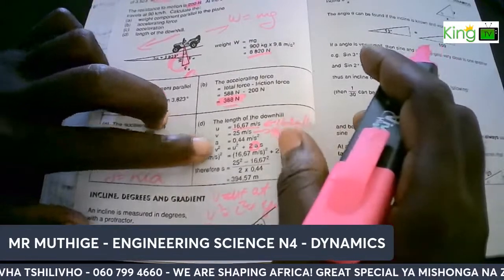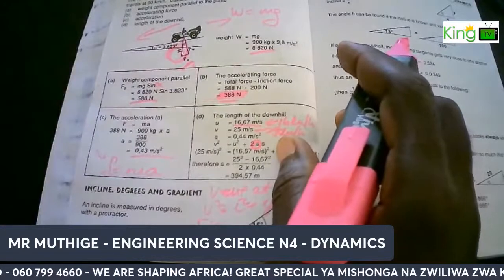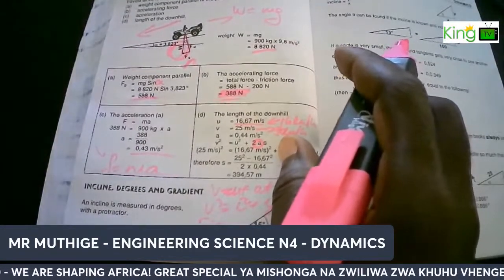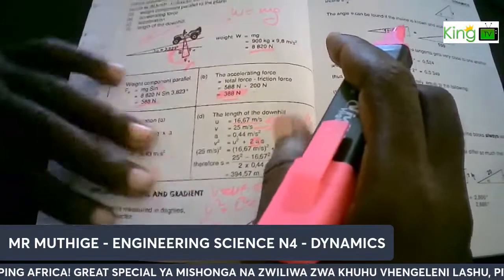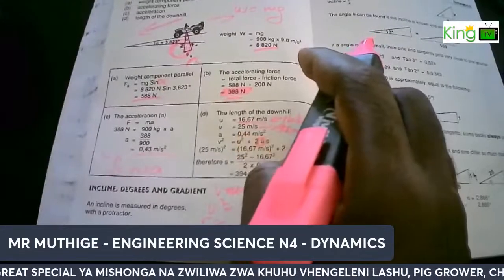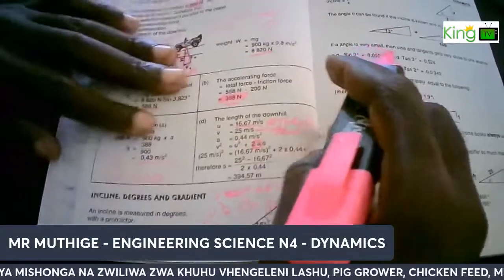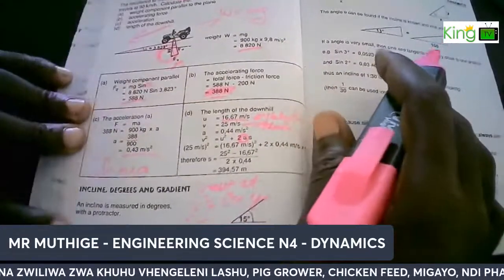Because the motion here is along the incline, not the horizontal. The same thing that the lady said, that we are dealing with the incline and not the horizontal element. That's what we are talking about.